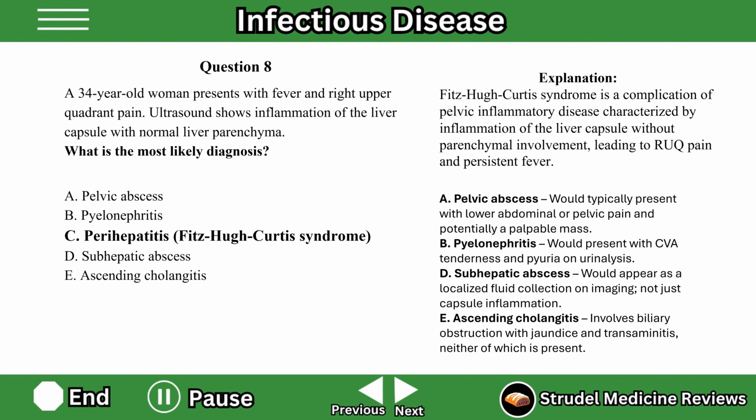Going over the other incorrect answer choices, choice A, pelvic abscesses would typically present with lower abdominal or pelvic pain and potentially a palpable mass. B, pyelonephritis would present with CVA tenderness and pyuria on urinalysis. D, subhepatic abscess would appear as a localized fluid collection on imaging, not just capsule inflammation. E, ascending cholangitis typically involves the biliary tract, which would cause jaundice and transaminitis, neither of which are present in this case.